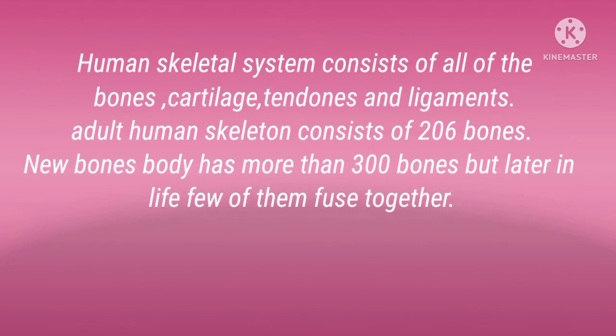The adult human skeleton consists of 206 bones, but in newborns, more than 300 bones are present. But after the growth of the baby, the bones will fuse together. A few of the bones will fuse together to form single bones. Hence, the number of bones decreases as they grow up.